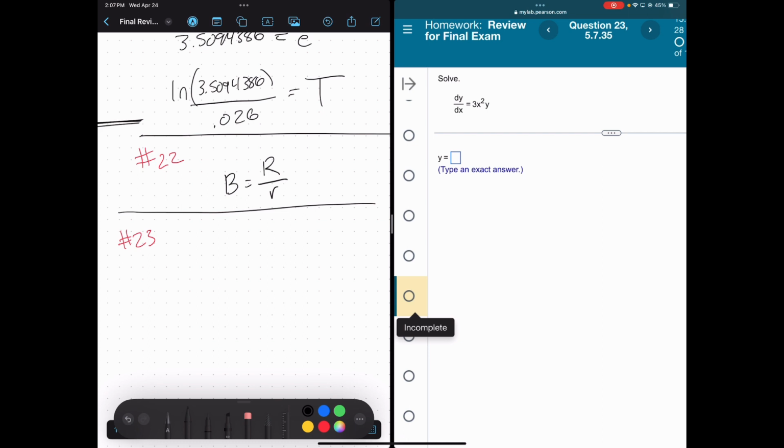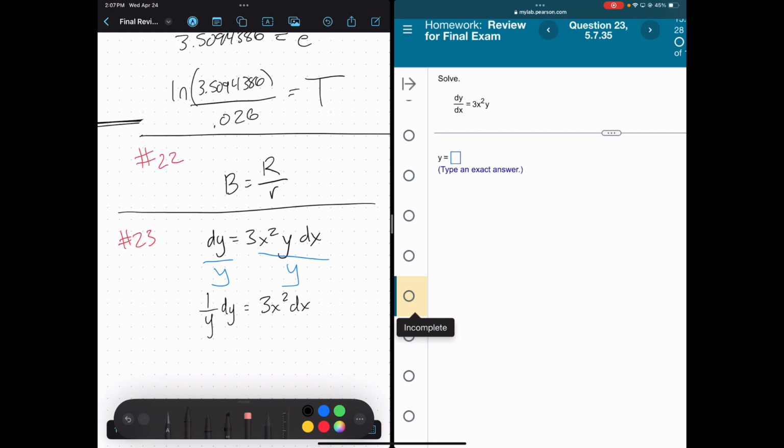Separate the variables. Right, it was this idea of separating the variables. And that includes the dy and the dx. So I'm going to move the dx over onto the right side. And then I need to divide both sides by y. I'm left with 1 over y dy equals 3x squared dx.